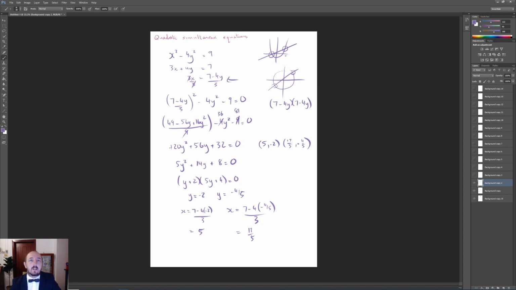So this is how we would go about quadratic simultaneous equations. We find a linear term and we substitute that into the quadratic, solve for x or y, and then substitute back into the linear to find my other coordinates.